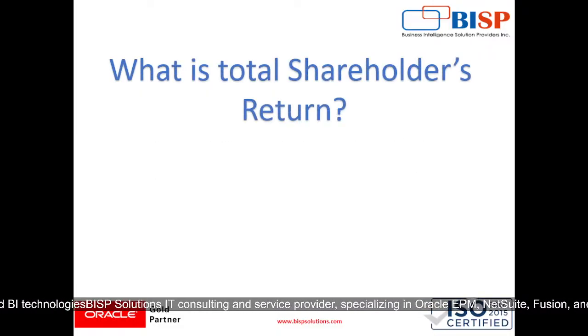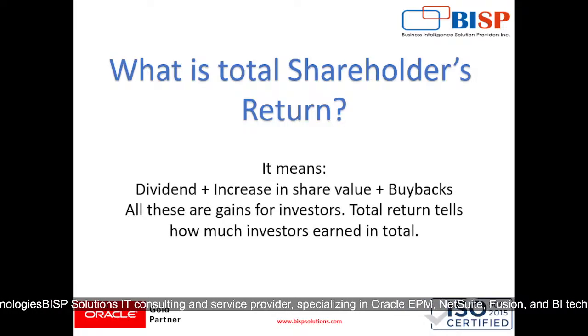Then what is the total shareholders return? So it means dividend plus increase in share value plus buybacks. All these are gains for investors. Total return tells us how much investors earned in total.